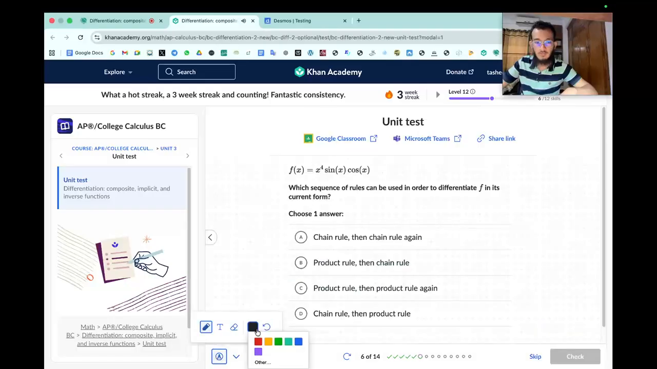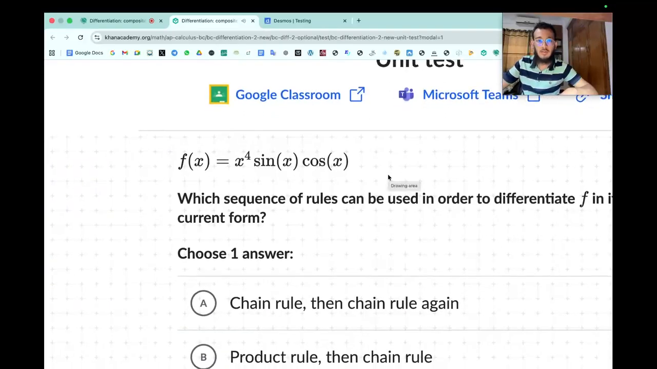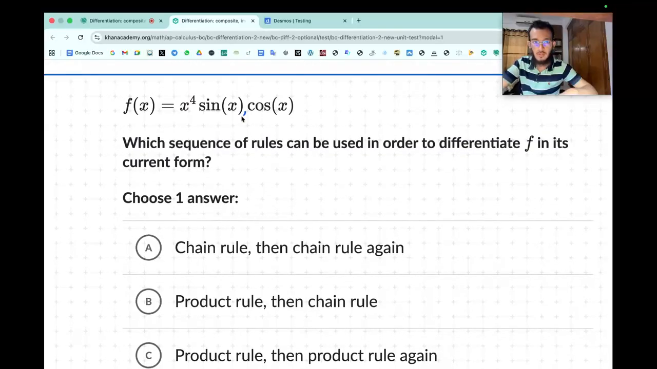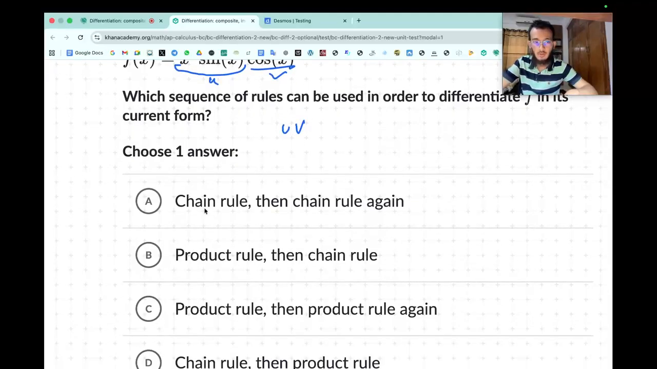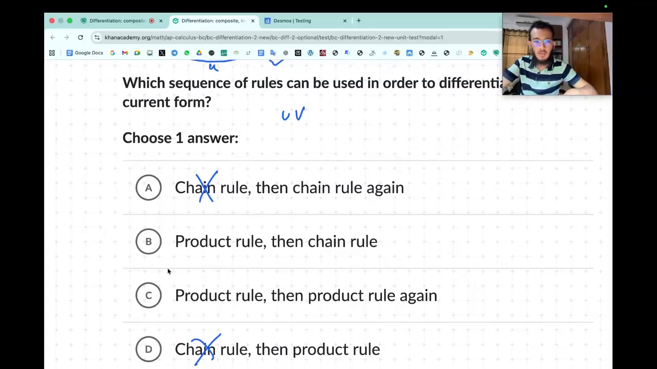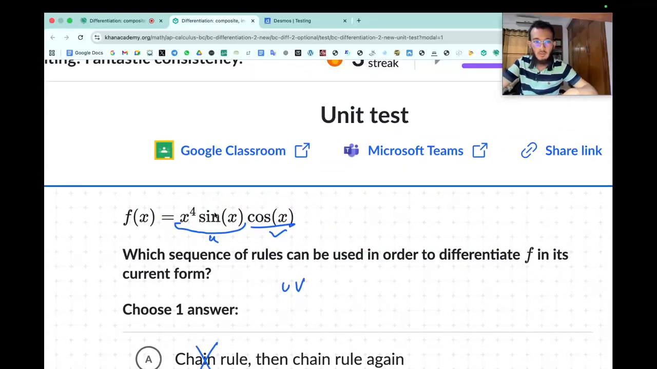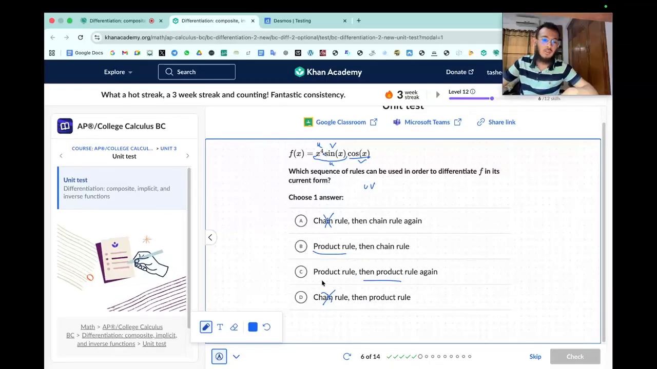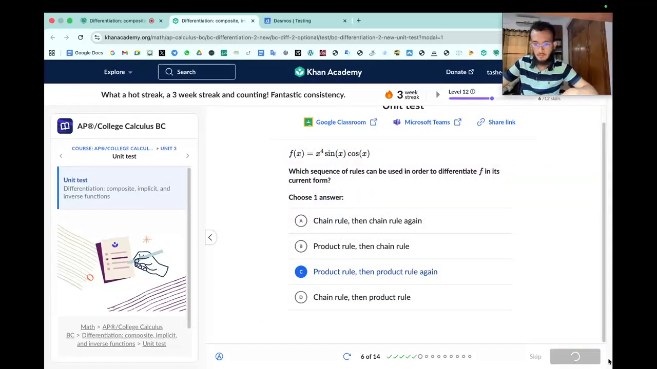Okay, moving on. f(x) is x to the power 4 sin x times cos x. Which sequence of rules can be used in order to differentiate f in its correct form? First of all, it's the product rule. Let's say I take this as u and this as v, so u times v is the product rule. Chain rule no, chain rule no. Now we use the product rule again. We have another product here, u and v. So these two terms need the product rule again. That's why our answer would be C.